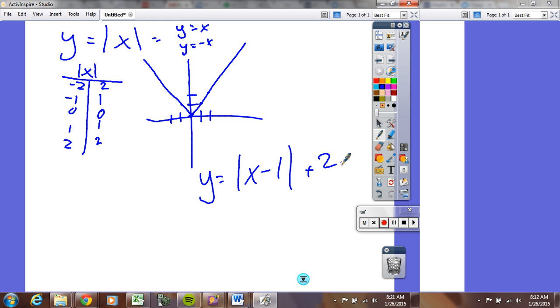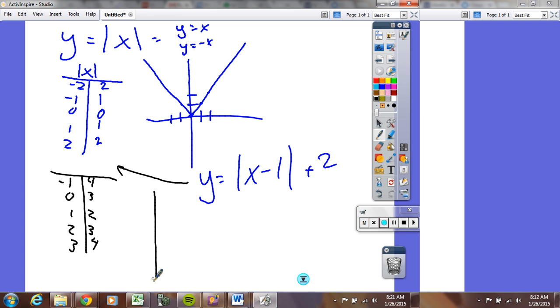So what happens? We take our parent function, here he is, and what do we do to it? Tell me exactly what we're going to do. Right 1, up 2. So right 1 would be -1, 0, 1, 2, and 3, correct? Up 2. This is how I want you to do these graphs, please.